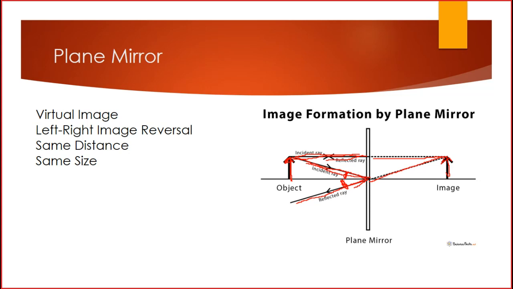Now some terminologies and symbols that we can use over here. The distance from the object to the mirror is called U. So U is defined as the distance from the object to the mirror. And the distance from the image to the mirror is called V.